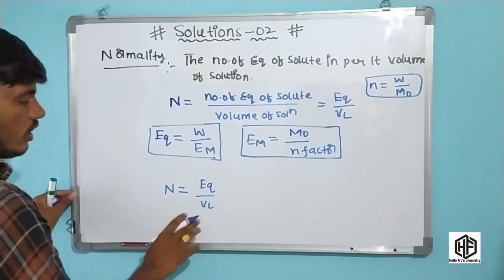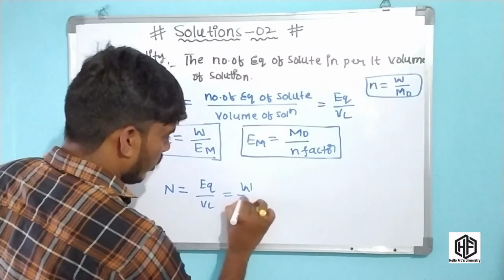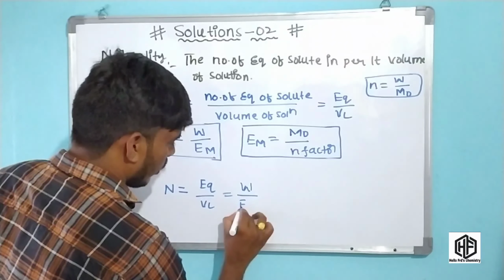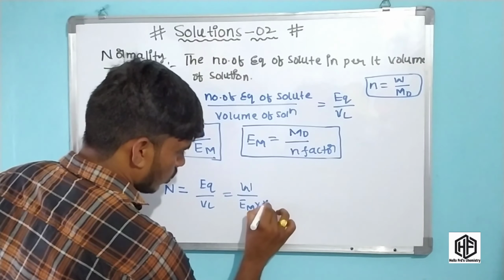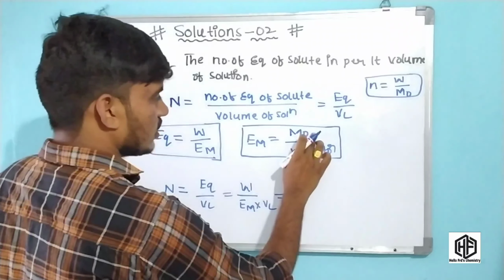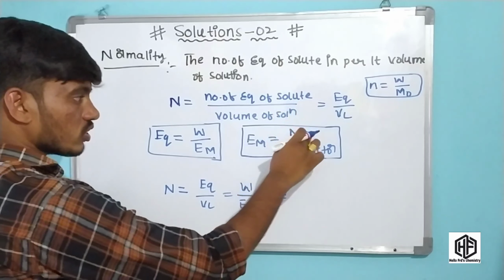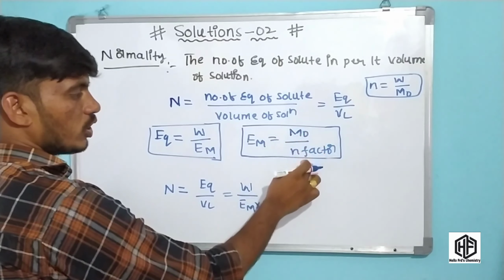volume in liter. And what is equivalent? Equivalent is the weight by equivalent mass into volume of solution. Now what is equivalent, friends? Equivalent is the M naught by N factor. It means moles of molar mass of solute by N factor.